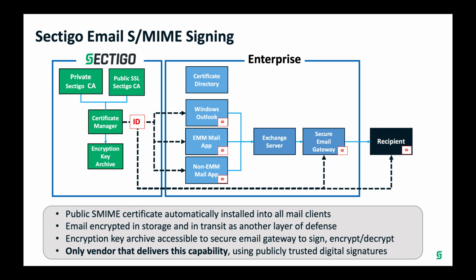Sectigo's MIME solution automatically installs publicly trusted MIME certificates onto your email client. Your emails will be encrypted in storage and in transit. If your user loses their MIME certificate somehow, Sectigo provides an encryption key archive accessible to the secure email gateway, enabling email signing as well as encryption and decryption. Sectigo is the only vendor delivering these capabilities using publicly trusted MIME certificates.